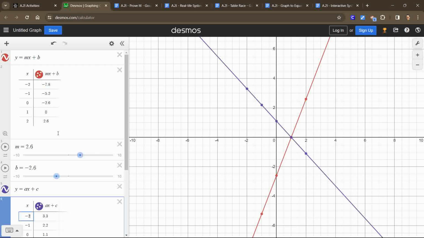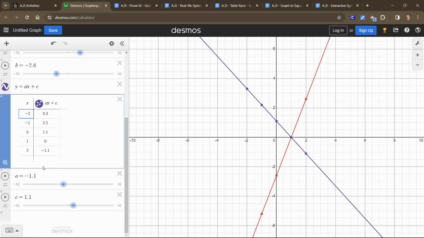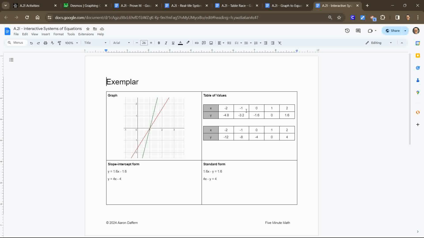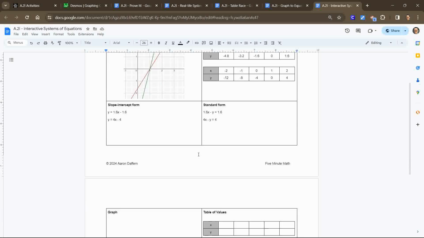Then I would need to write each of these in slope-intercept form. This doesn't give it to me in slope-intercept form, but I would need y equals mx plus b. So y equals 2.6x, and then my b is minus 2.6. Then I would write the same thing down here. Y equals negative 1.1x plus 1.1. Okay, so I would write that down here. And then I could also convert those both to standard form. That's my digital recording sheet.